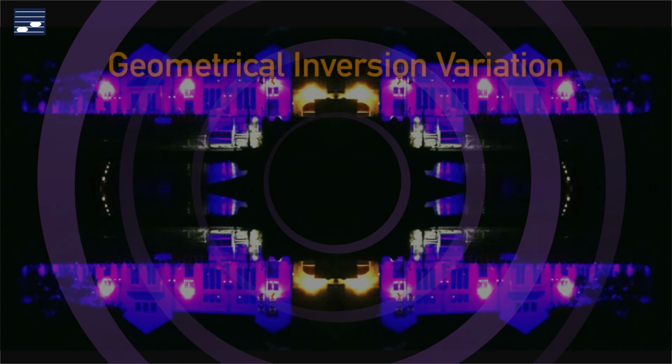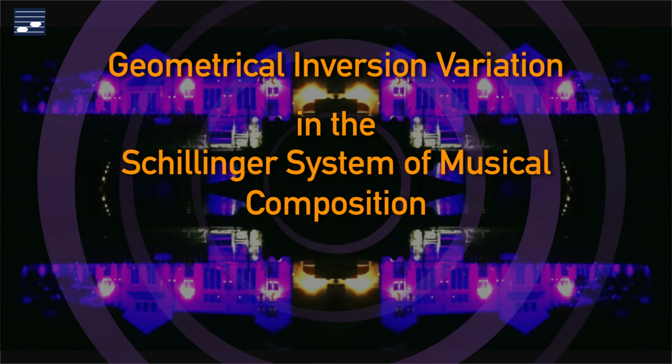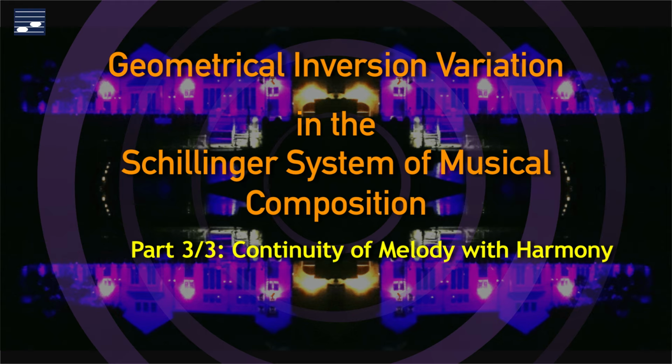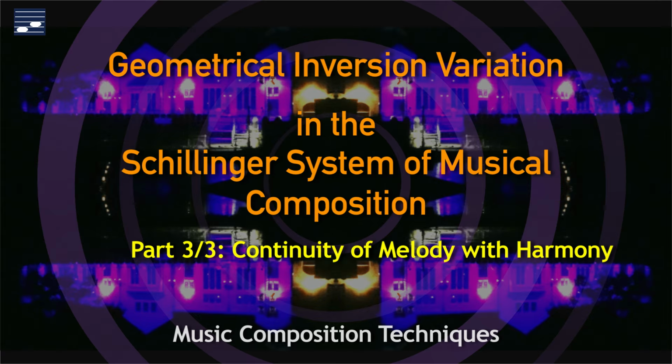Hello, this video is the final episode in a three-part series on geometrical inversion variations in the Schillinger system of musical composition. The first part was about inversion of melody, while in the second part we looked at the combination of melody and harmony. In this episode we extend the concepts from the previous episodes and will create a continuity through the combination of all geometrical inversion types.